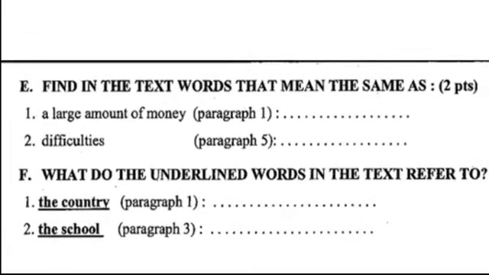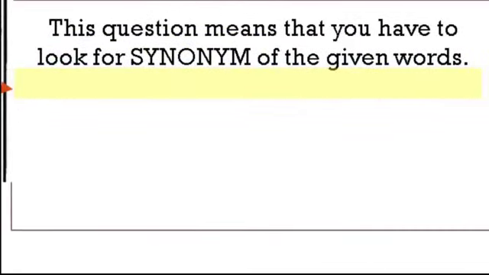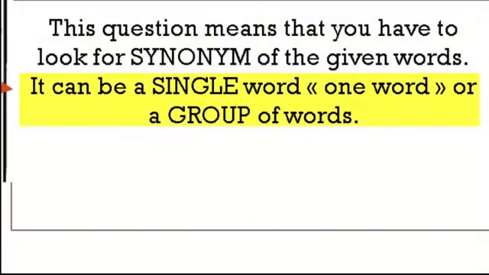Right, now we're going to move to question E. We are still in the comprehension questions section. We have the question here, find in the text words that mean the same as. Here, the question means that you have to look for the synonym of the given words. Here lies the importance of having a good vocabulary. This is what shows us that the student's level is good at English when we have this kind of vocabulary. So here the answer can be a single word, which means just one word, or a group of words.